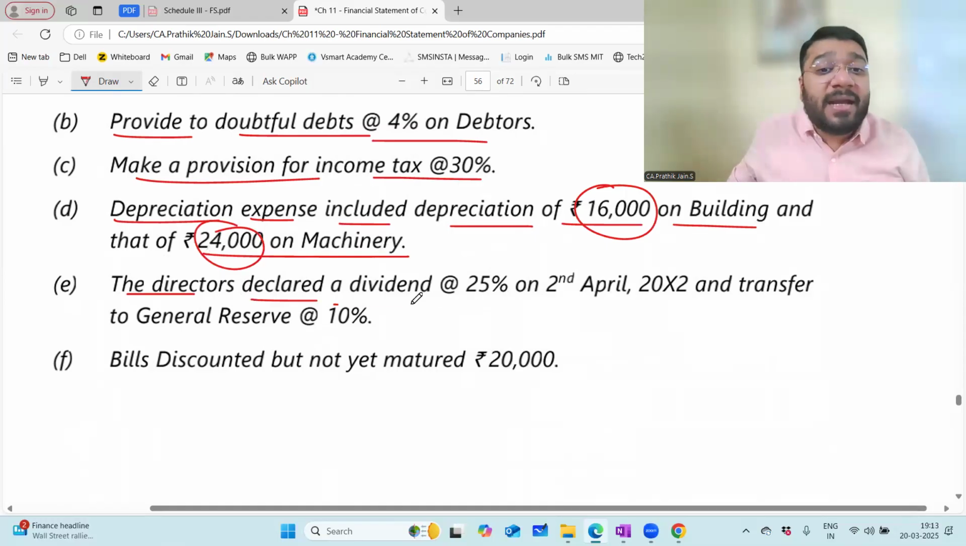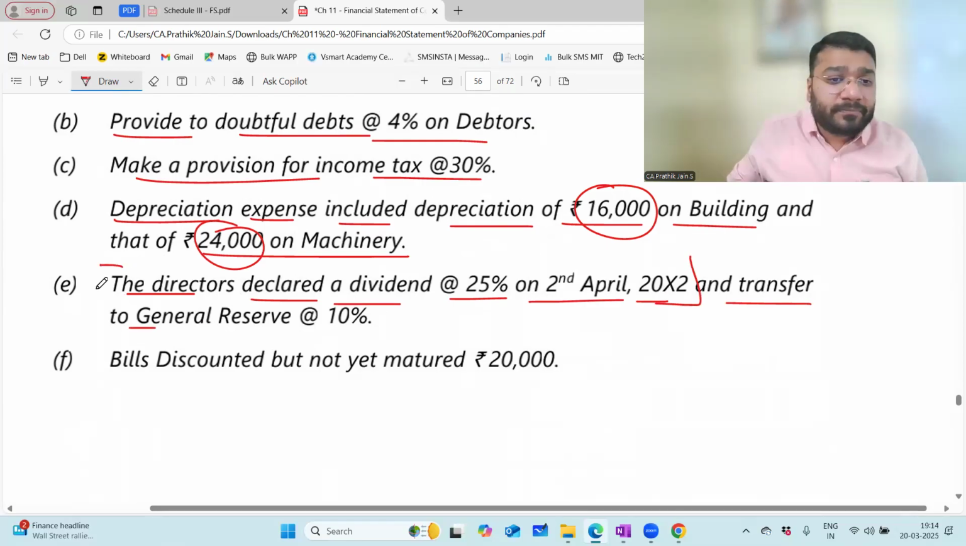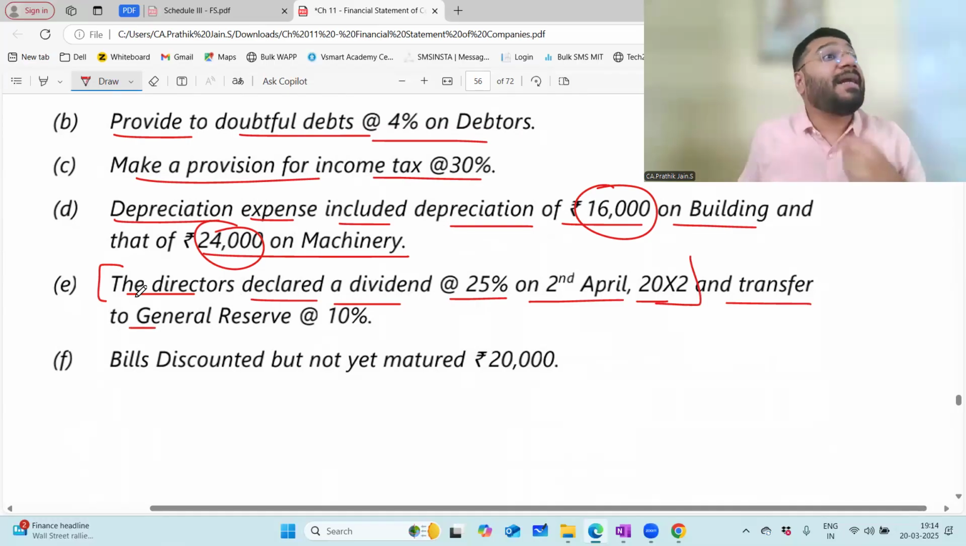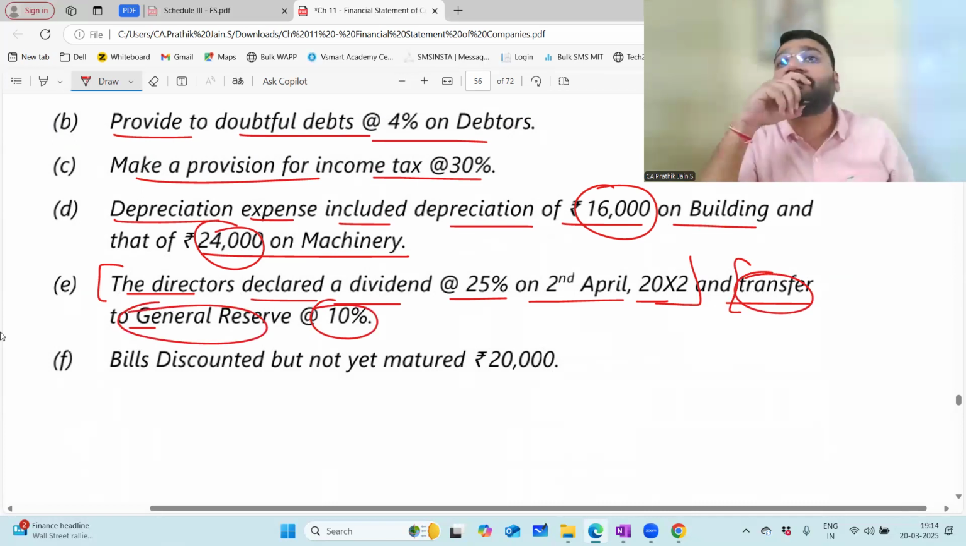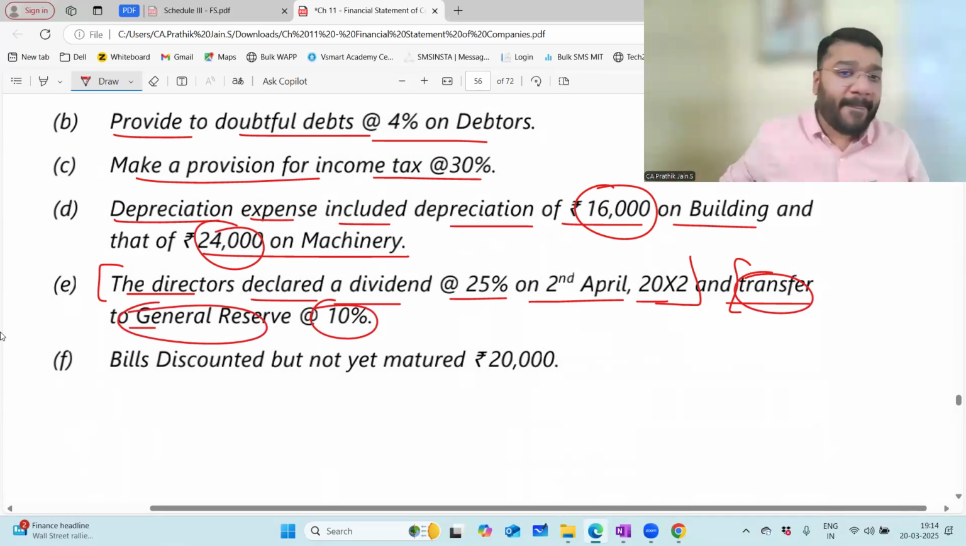The directors have declared a dividend of 25% on 2nd April 2002 and transferred. Okay, now this is one part. So first part is what? It's a proposed dividend, hence has to be shown as a contingent liability. Second part, they're telling that the directors have declared to transfer 10% of the amount to GR. This looks easy, but you'll make one mistake here.